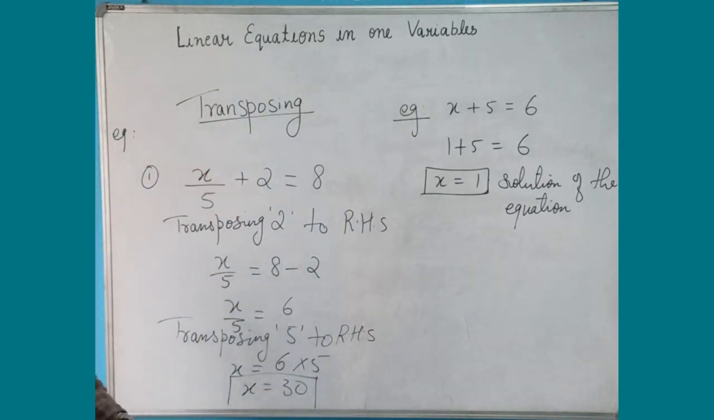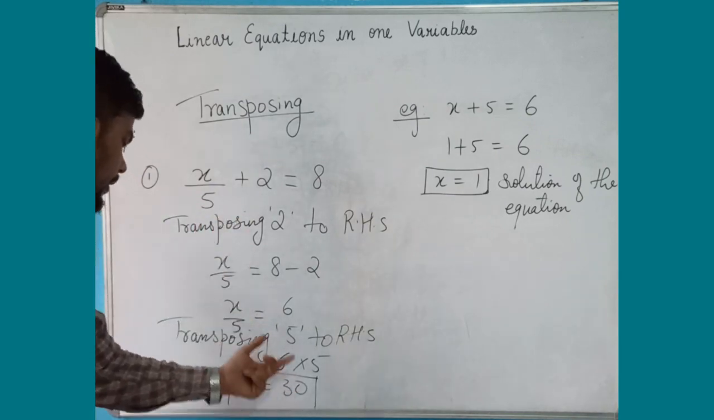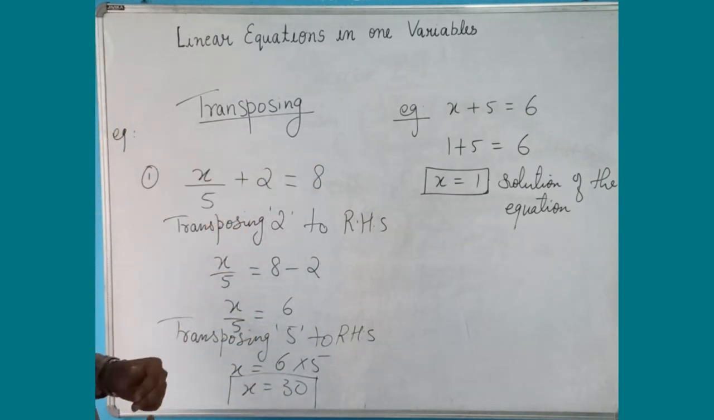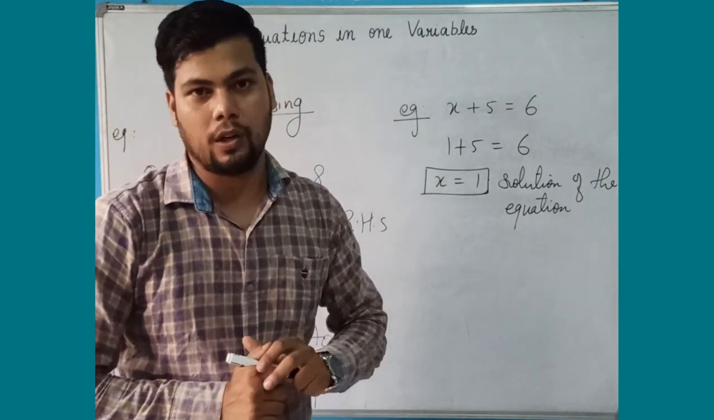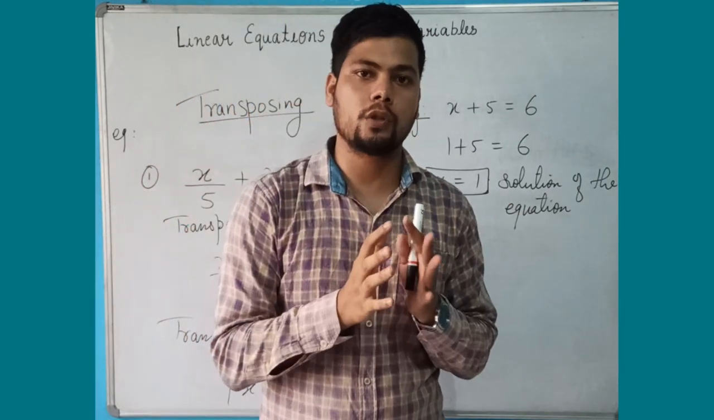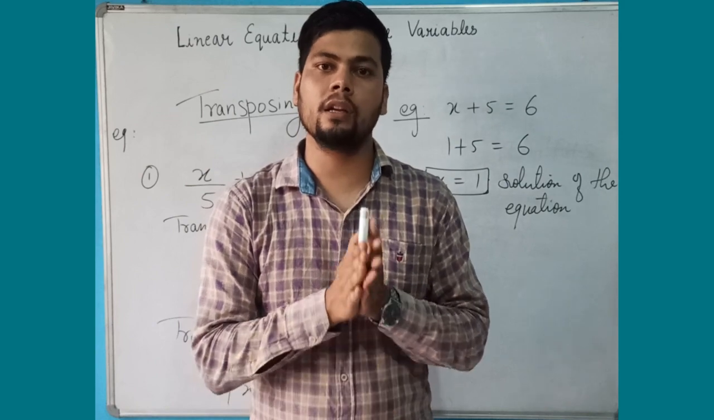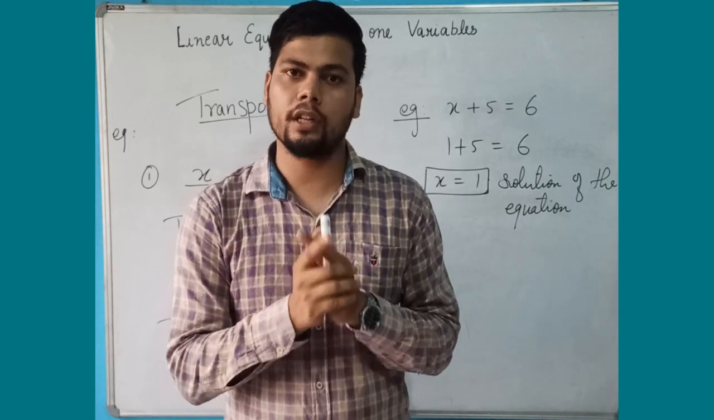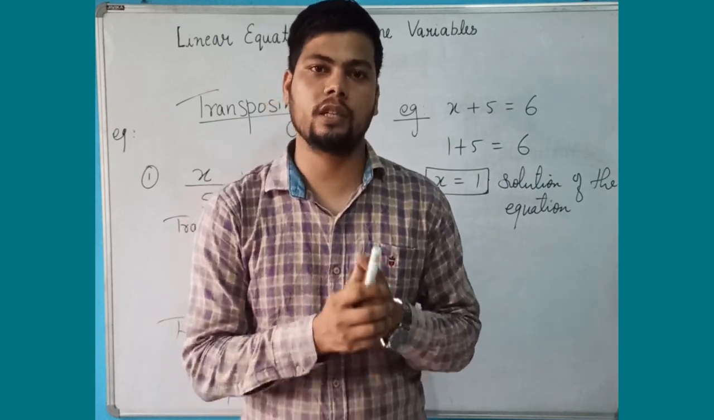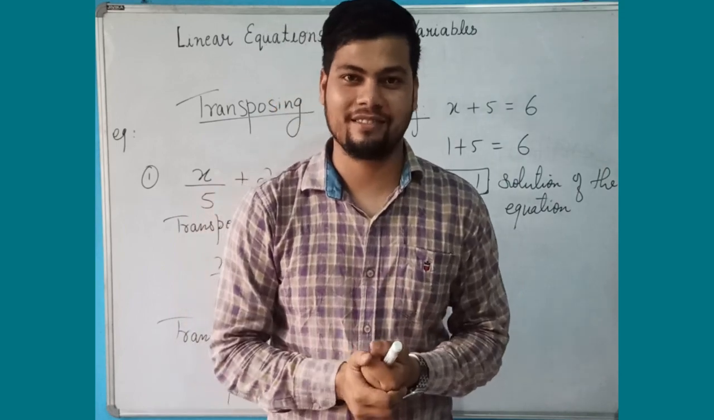This is the solution of the equation, and if you put 30 in place of x, you will see that the equation becomes equal. So this is how you do the transposing method, and we are going to use the transposing method in the upcoming exercise. So stay tuned for the next exercise that we are going to do of the second chapter. Thank you so much everyone.